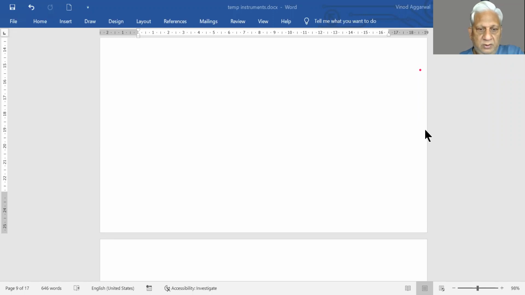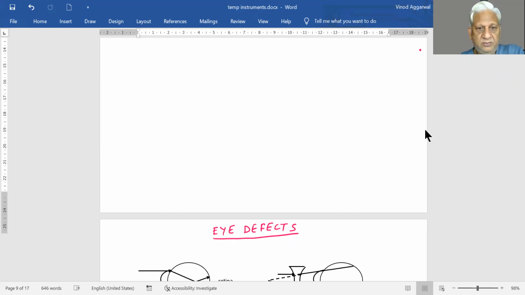Next topic is we discuss eye defects. I'm sure sometime or the other you must have used glasses for reading or for seeing distant objects. If you have not been using it, you're too lucky. Let's see what can be the defects.